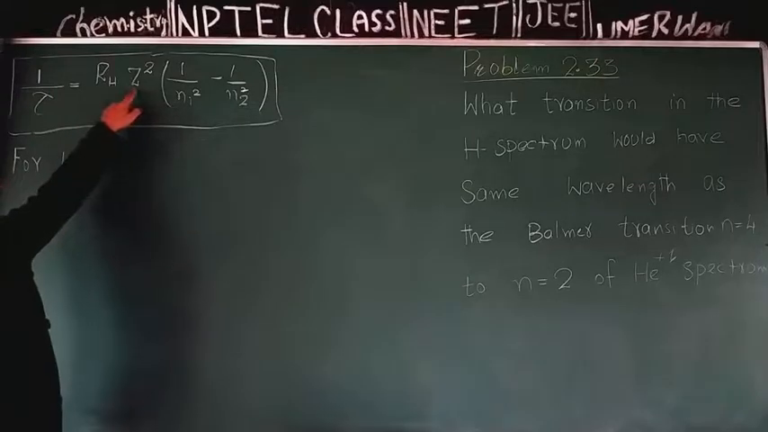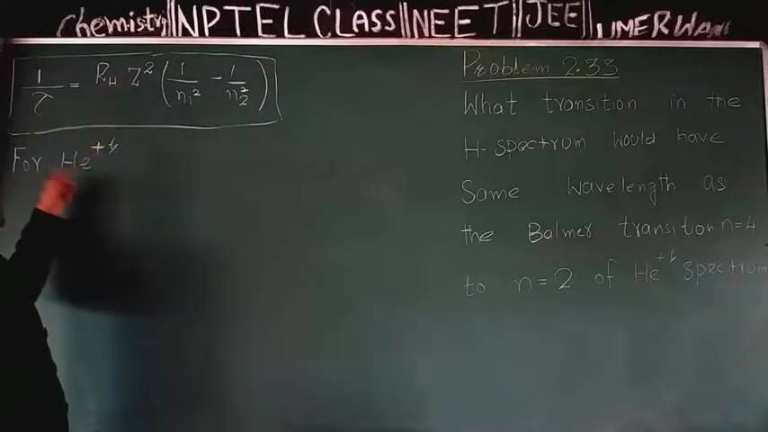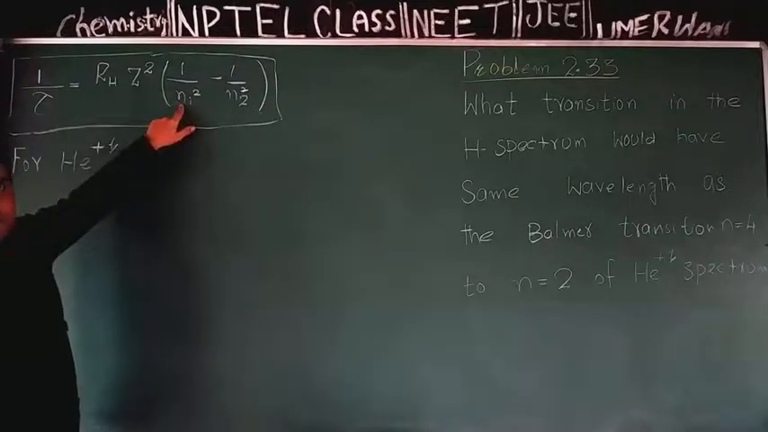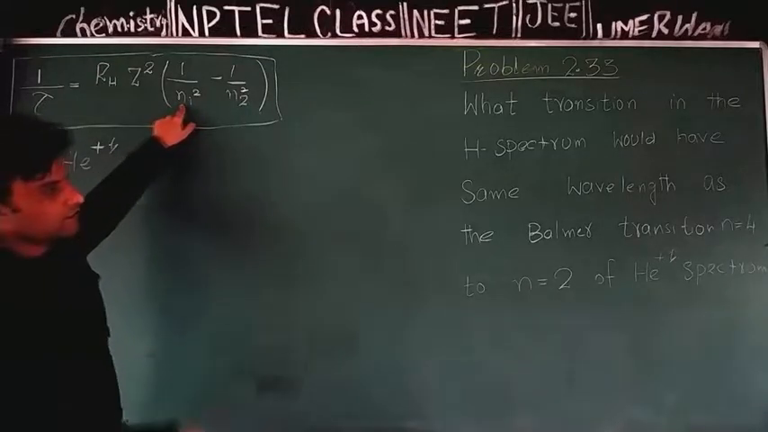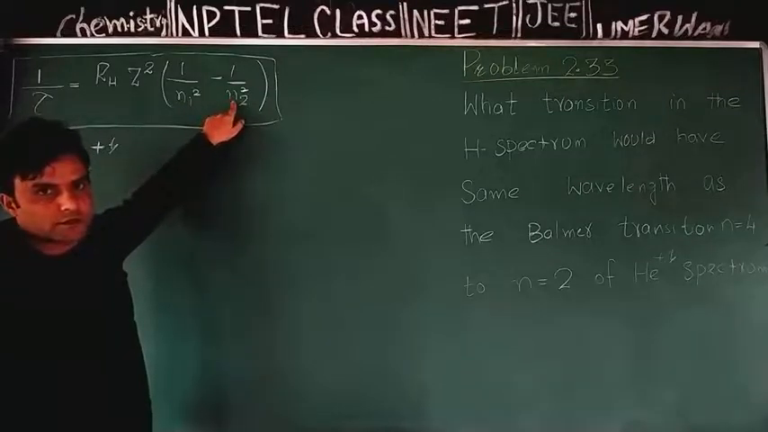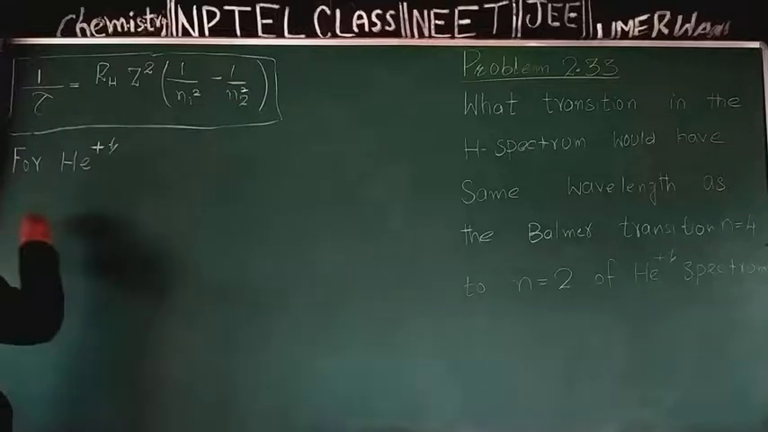Now for helium ion, Z, the atomic number, is 2. Atomic number of helium atom is 2. So for helium ion, Z is equal to 2. Lower energy level, lower energy orbit N1 will have the lower value of n, that is 2, and higher energy orbit will have the higher value of n, that is 4. So I will substitute values.